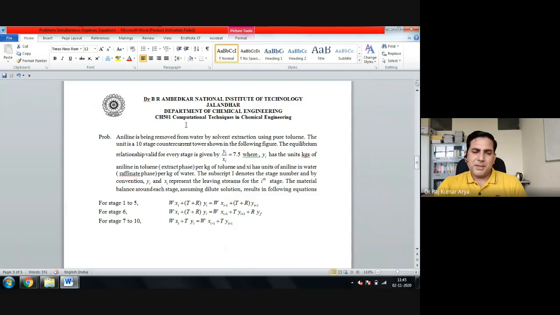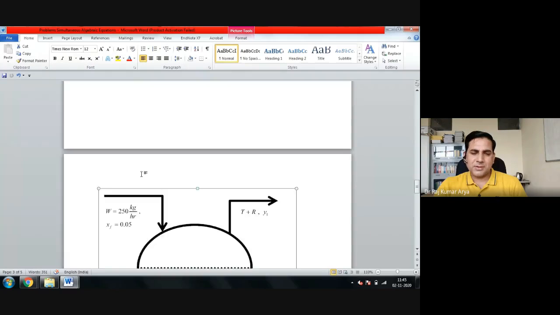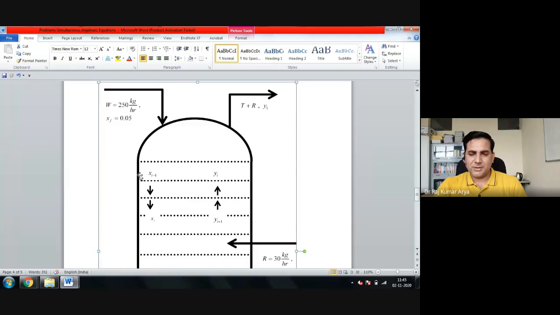The material balance around each stage, assuming dilute solutions, results in the following equations. So these are your material balance equations here. I will show you the figure, and then you will have to cross-check whether you are getting these equations or not. So stage 1 to 5. Let's see what stage 1 to 5 is.